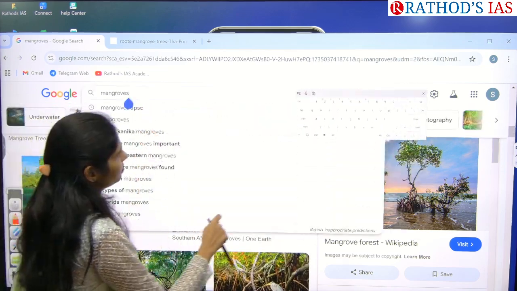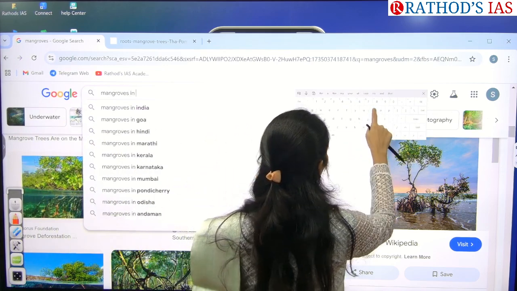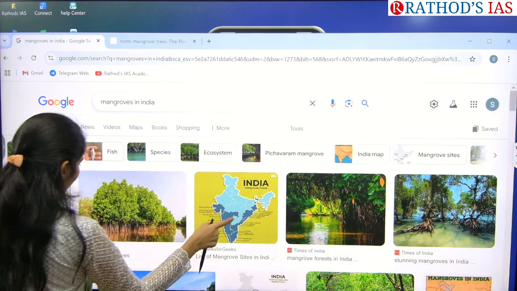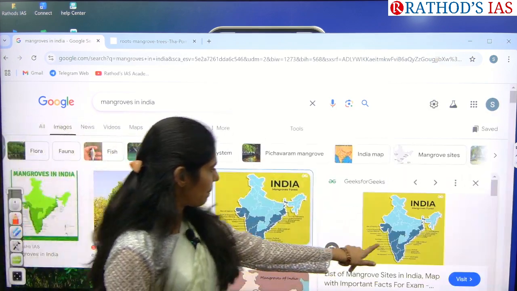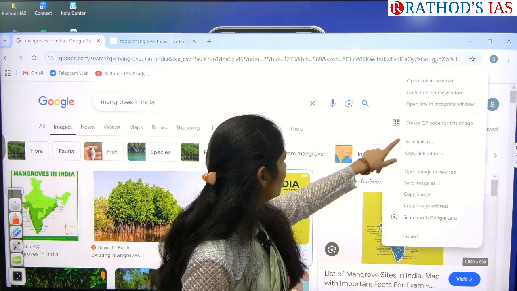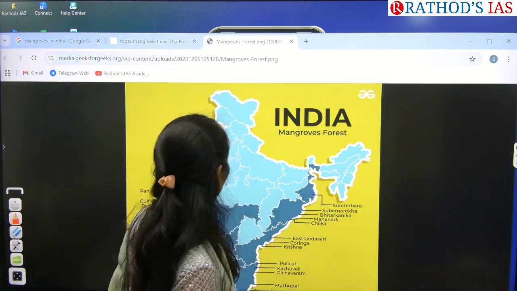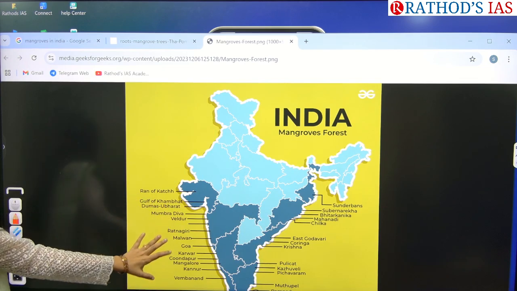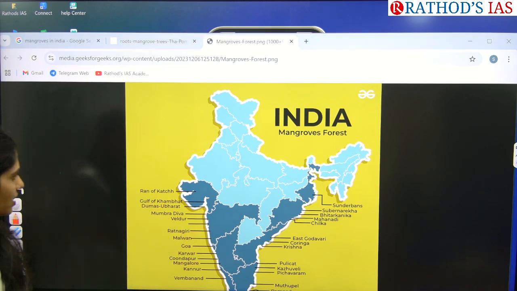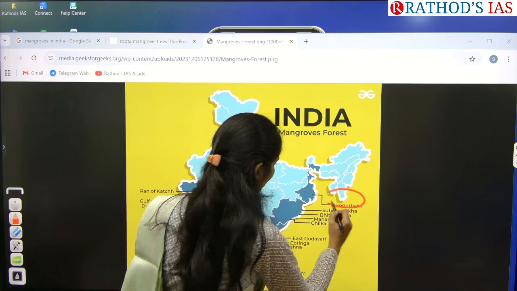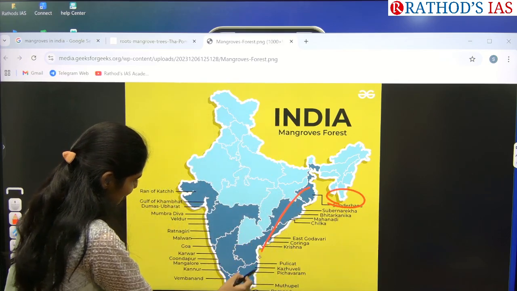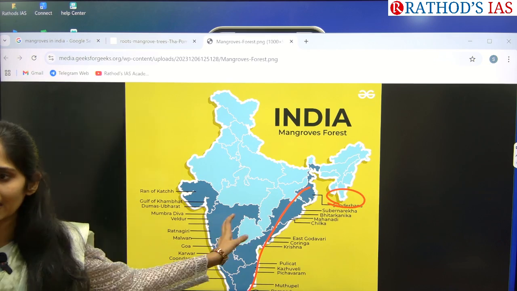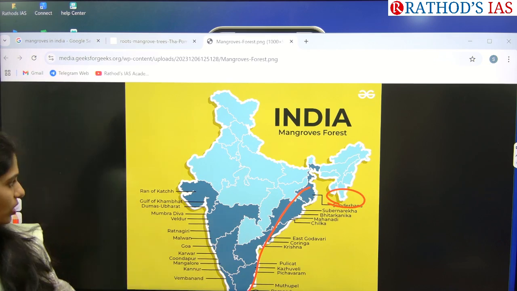Mangroves in India. So you can see this map. Here in this map you can see where exactly the mangroves are present in India. So you mentioned the Sundarbans, right? It is in West Bengal. Apart from this, along the entire coast we will have these mangroves because they are present in the intertidal zone. Okay, so see these ones.